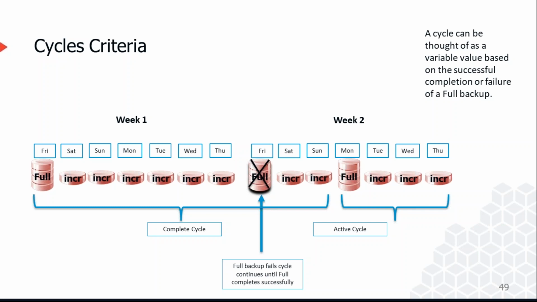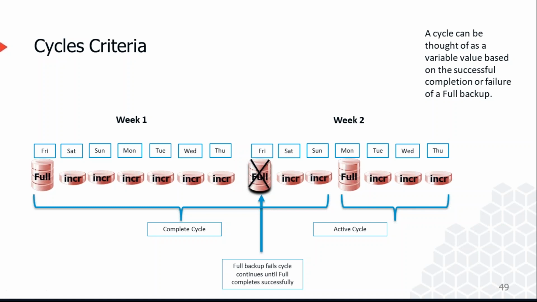Suppose, for example, you don't have this cycle criteria, and on your Friday your full backup failed. After that you run the incremental backup each and every day, and on the week 3 Friday you run the full backup. Now if a restoration request comes up, then you have to do the restoration from all of them, right? This is one scenario you can see. The number of backups will be larger.